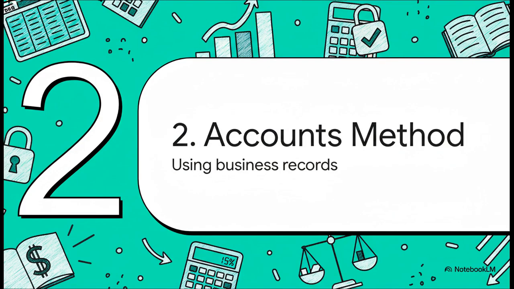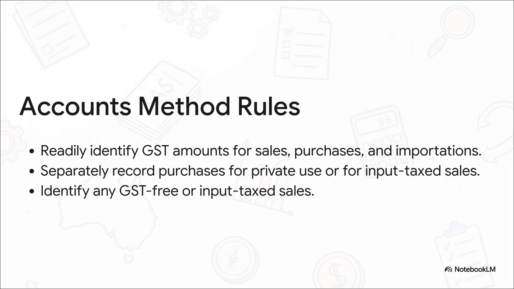All right, let's dig into the accounts method. It's a great, straightforward approach, but, and this is a big but, it completely depends on how good your business records are. So there are a few things you absolutely must have in place. According to the source, if you want to use the accounts method, your system needs to do 3 key things. First, it has to be able to easily pull out the GST amount for any transaction. Second, it needs to separately track any purchases you make for private use or things you buy to make input-taxed sales. Think financial services, where you don't charge GST so you can't claim credits. And finally, your records have to clearly flag any sales that are GST-free or input-taxed.